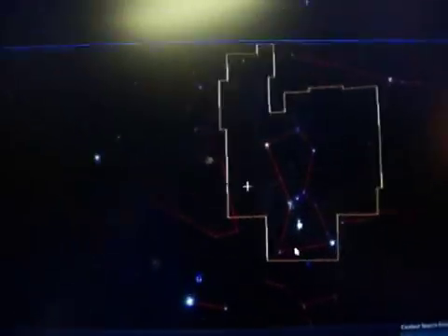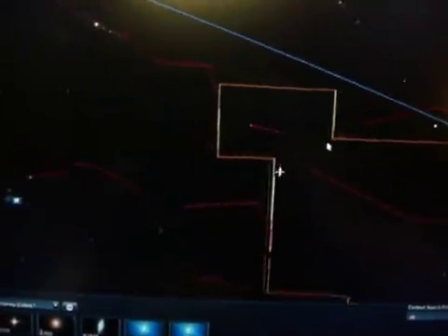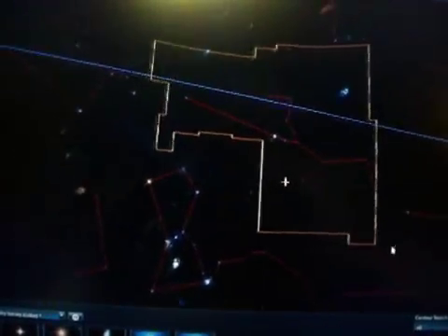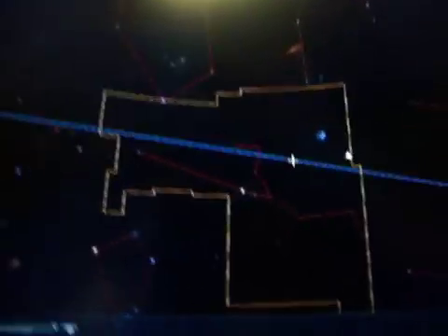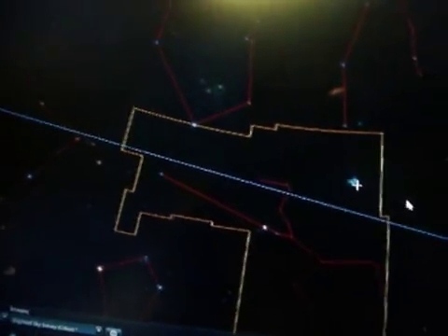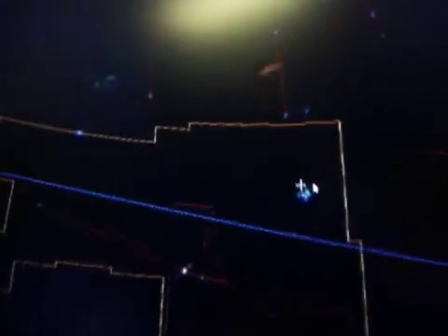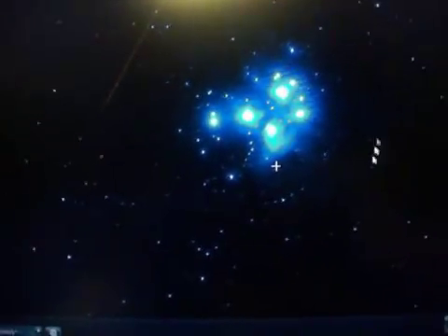Let's see, where was the other one at? In Taurus, I wanted to look at, so you could see that too. Let's see, Taurus. There we go, Taurus. Here, up here by this. I don't know what this cluster of stars is. It's really bright here.